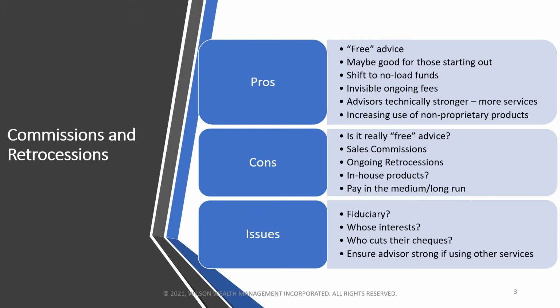The first fee arrangement you'll see out there is commissions, or what I would call retrocessions at times. And that's where you purchase an investment product, you receive free advice, but you're paying for that advice through either a front load, back load, or declining sales commission. And then there's ongoing retrocession fees to the advisor or the advisor's company that are built into the management expense ratios.